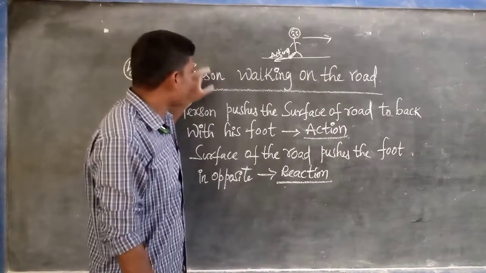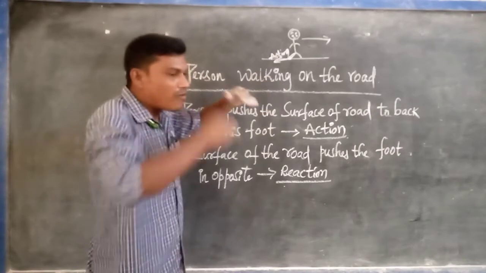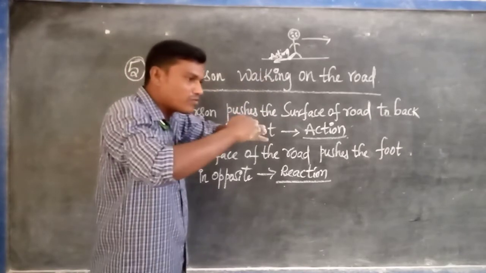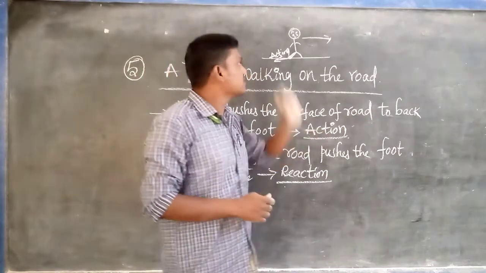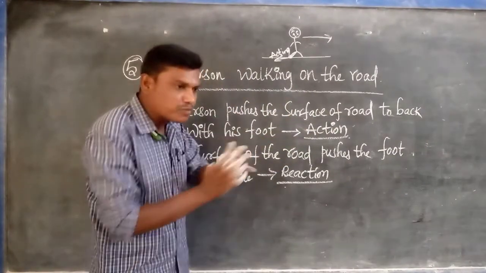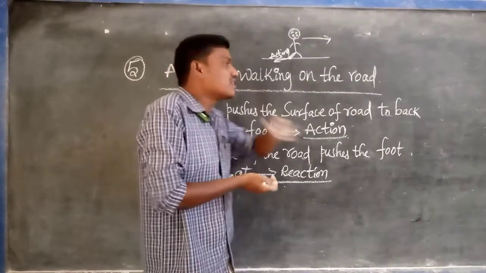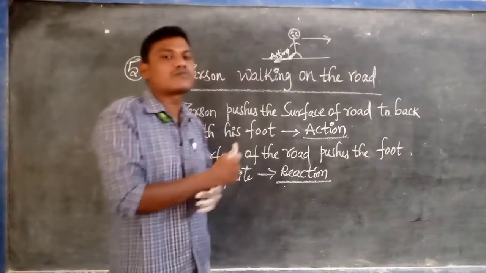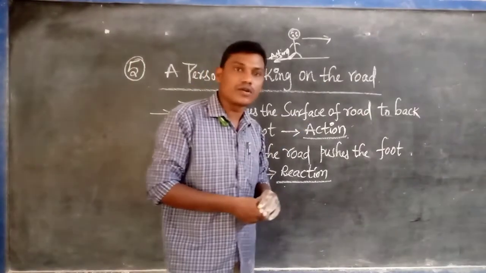Listen very carefully. When a person is moving on the road, the person's foot pushes the surface of the road or floor to the back, that is the action, and the hard surface of the road applies the opposite force on the foot, that is the reaction. So due to that only, a person easily walks on the surface of the road.